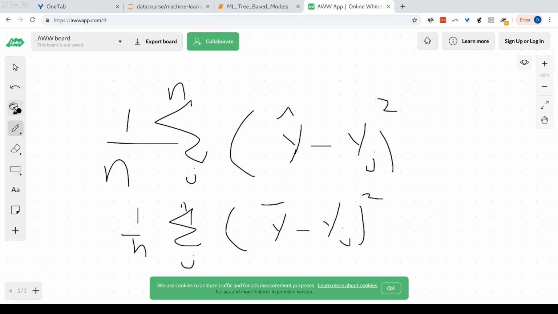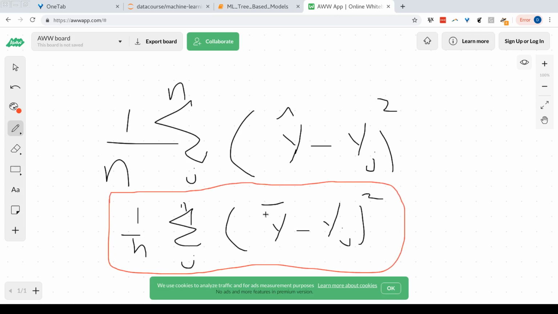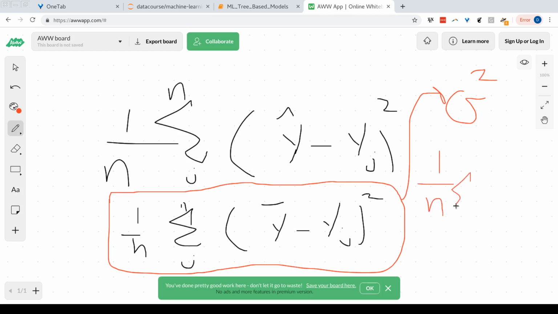Now what does this term here resemble? What does this equation resemble? So we have the summation of 1 over n of y bar minus y of j squared. Well, this resembles the variance. Remember, the equation for variance is simply the summation of x bar minus x of i or j, whatever index you use. So this term here represents the variance, the variability.